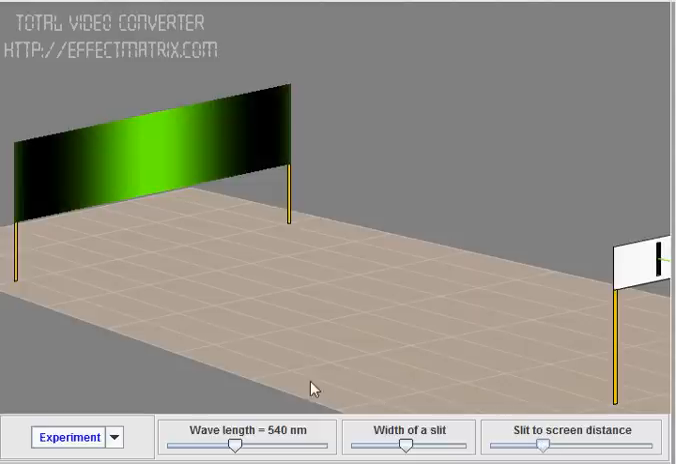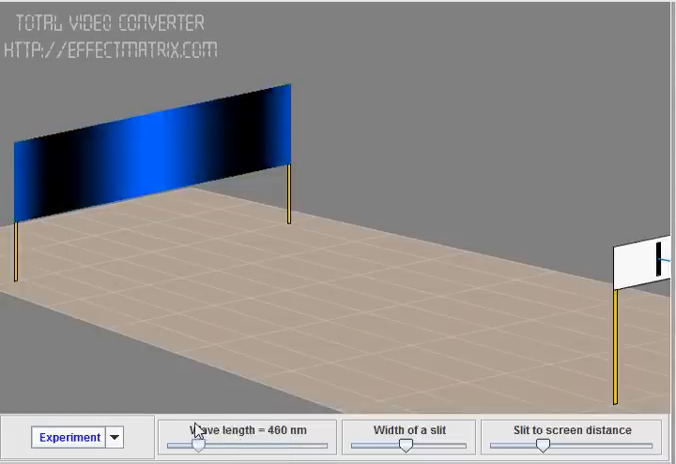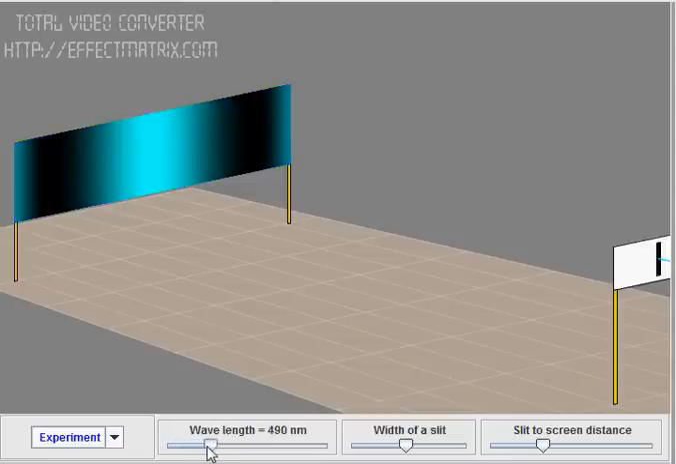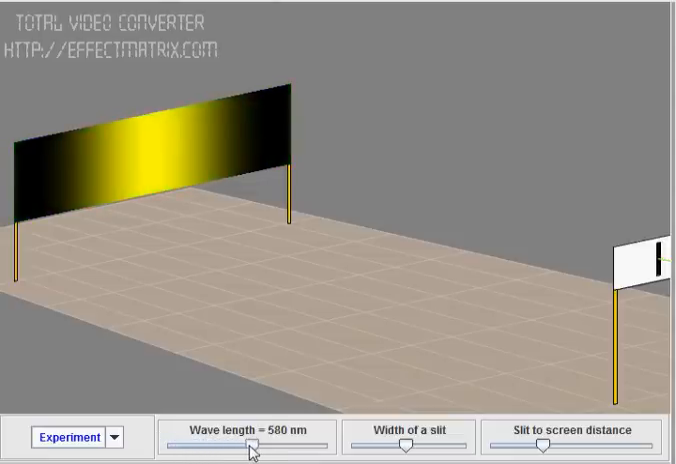If we change the wavelength, what will happen? Just see, if you are changing the wavelength, what's happening? Are you able to identify? If you are decreasing the wavelength, then the central maxima is also going to decrease. If you are increasing the wavelength, the central maxima is also going to increase, right?